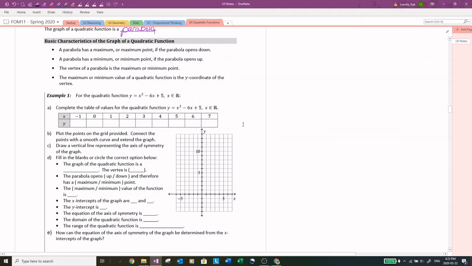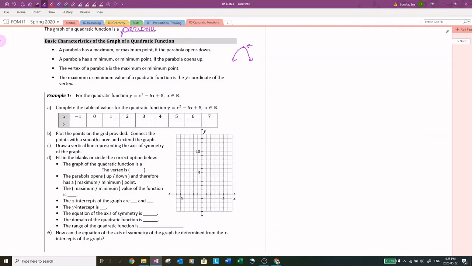There are some basic characteristics of the graph of a quadratic that are really important to have a good handle on. The parabola has a maximum point if the parabola opens down. So for example, if our parabola looks like this, there's a point up here, which is the maximum. And if it opened up, it would be the minimum. There'd be a point at the bottom that's the lowest that the value can ever be.